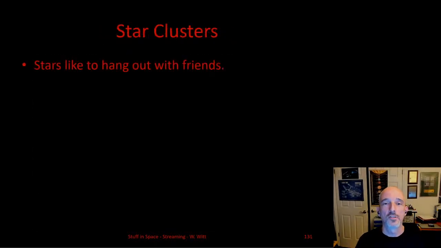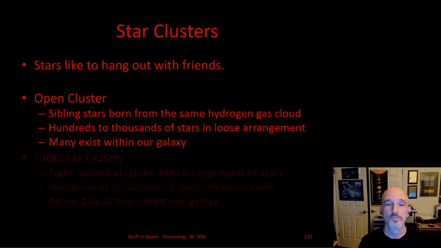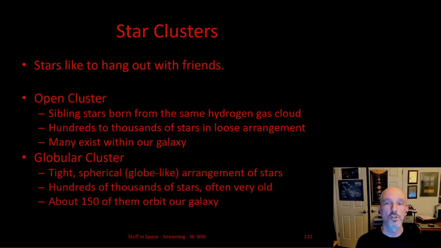And it turns out stars like to hang out with friends. There are things called open clusters. An open cluster is a bunch of sibling stars that were born from the same hydrogen gas cloud. So hydrogen gas started out, stars formed, and they usually form in a group. You'll find hundreds or thousands of stars in this loose arrangement, and there are many of these open clusters that exist within our galaxy. Then there are also structures called globular clusters.